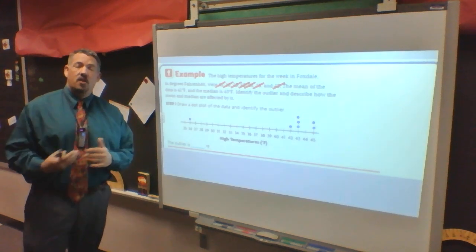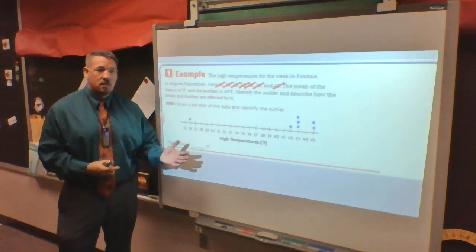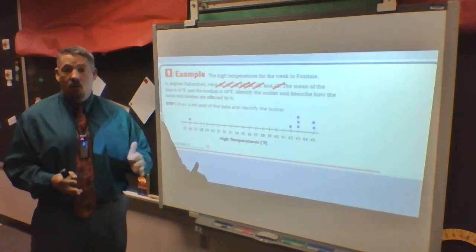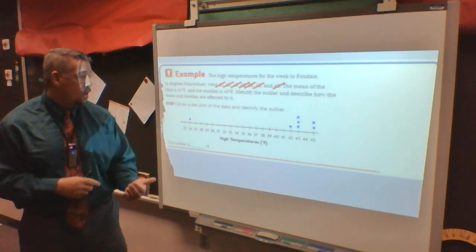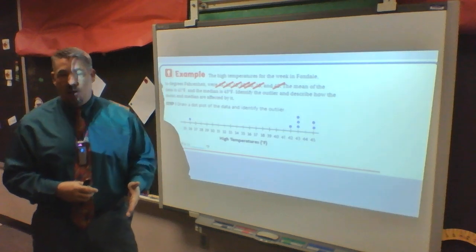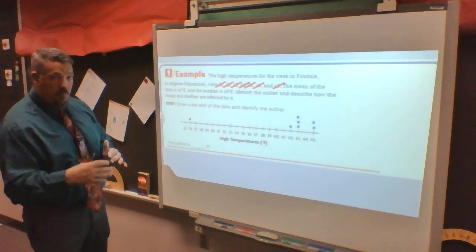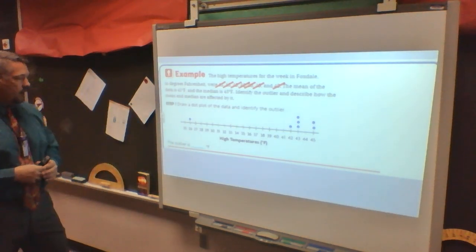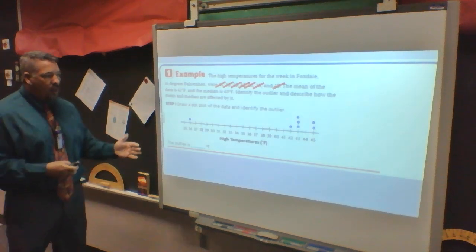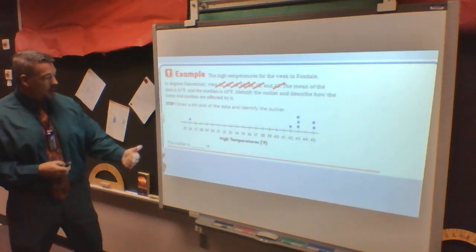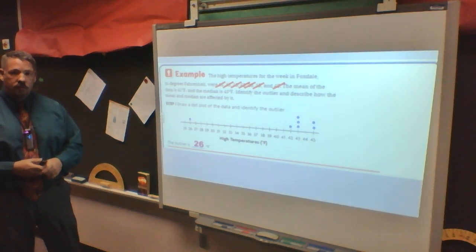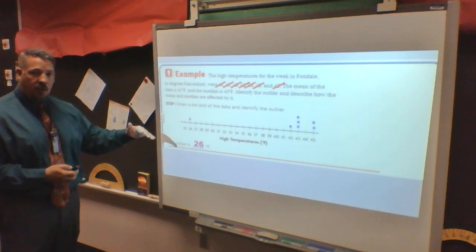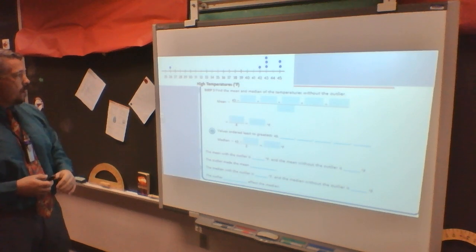So just a tangent thought, with this dot plot, I can quickly see what my mode of the group would be. The one that's there the most often was 43 degrees. Now, that's not one of the questions, but just a review of what we talked about yesterday. So the outlier is which one then? Pretty obvious. This really cold day, 26 degrees Fahrenheit. With that information then, we go to the next one.